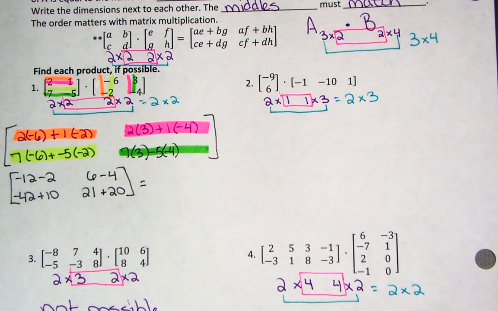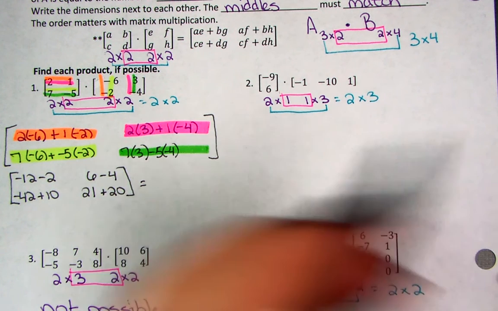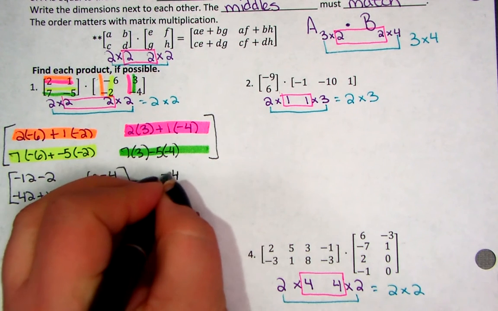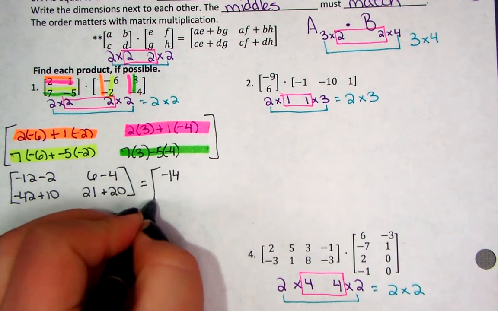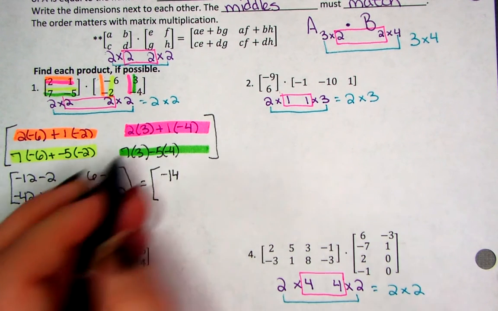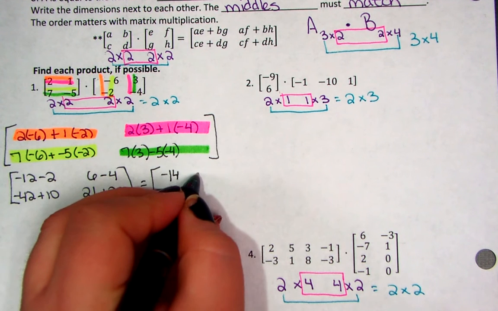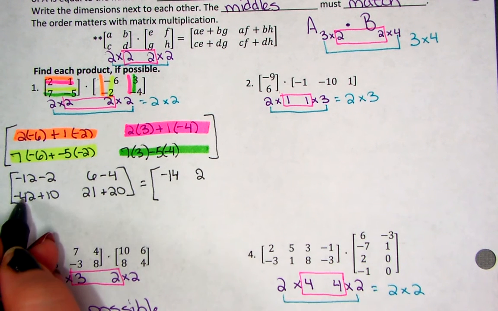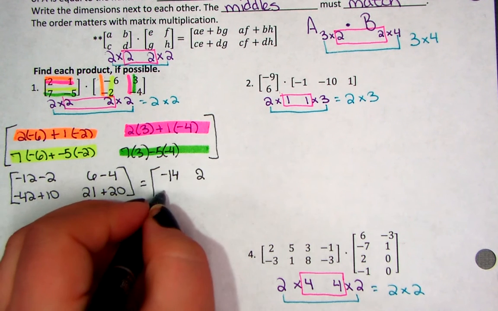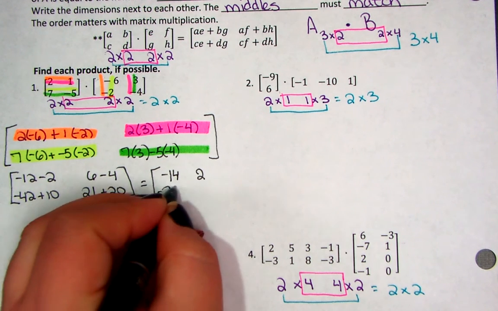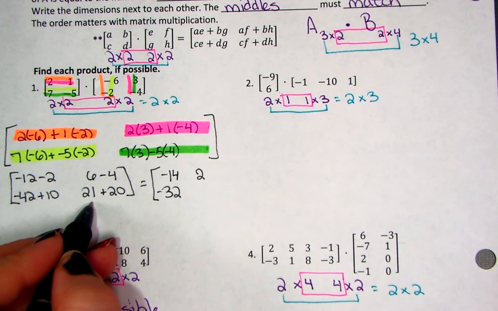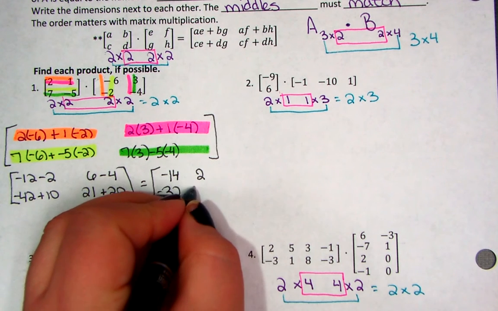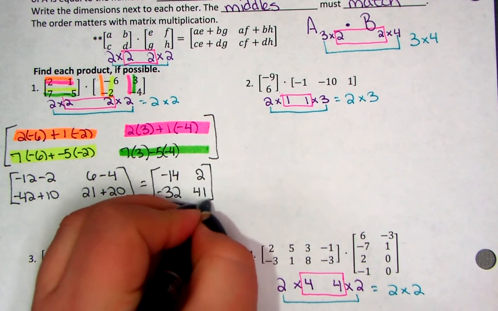And then we'll just add. Negative 12 minus 2 gives me negative 14. 6 minus 4 gives me 2. Negative 42 plus 10 gives me negative 32. And 21 plus 20 gives me 41.